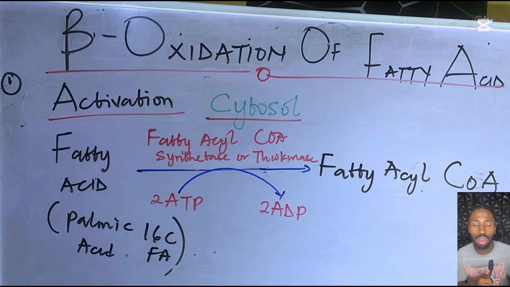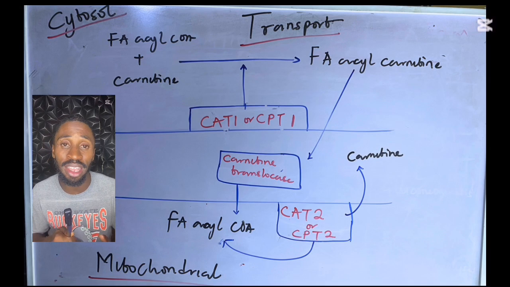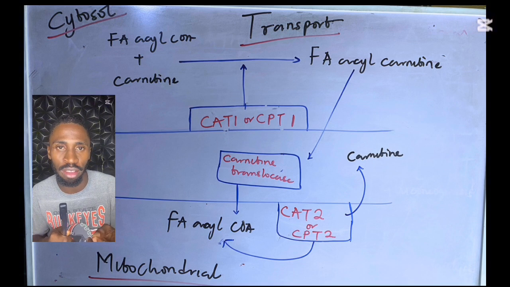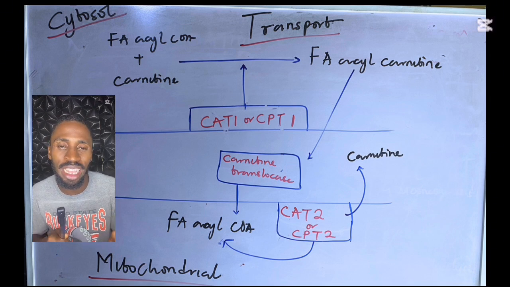So from fatty acid to fatty acid CoA in the cytosol, what is the next thing you do? You now transport this fatty acid CoA. Fatty acid CoA can't be transported just like that into the inner mitochondrial matrix, so you need a carrier protein. The carrier protein here is carnitine. It has three basic enzymes. We have carnitine acyl transferase, which if you are using palmitic acid, you say carnitine palmitoyl transferase. In some textbooks palmitic acid, a carbon 16 fatty acid, is used, but it's still the same thing.